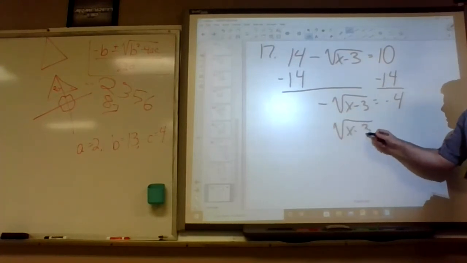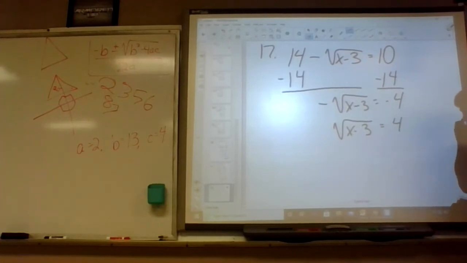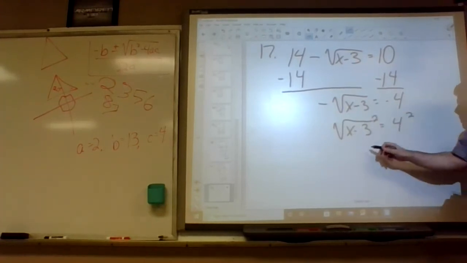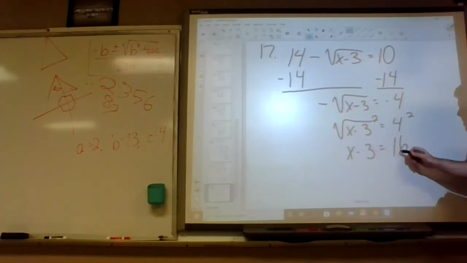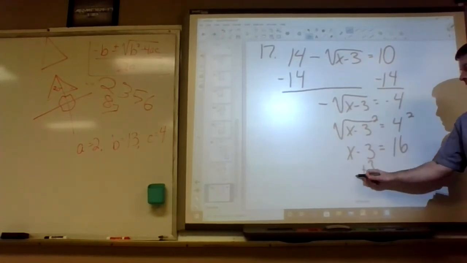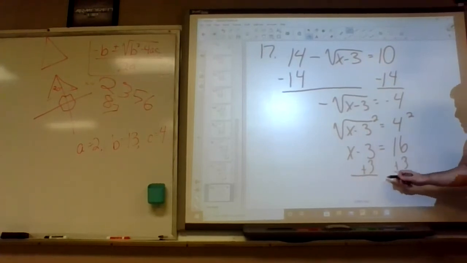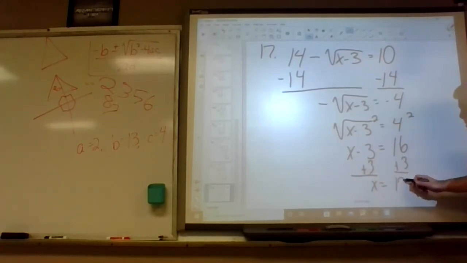So the square root of x minus 3 equals 4. Now what? Square both sides. So x minus 3 is 16, x equals 16 plus 3, equals 19. Good job, brain.